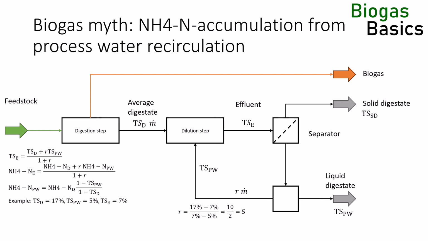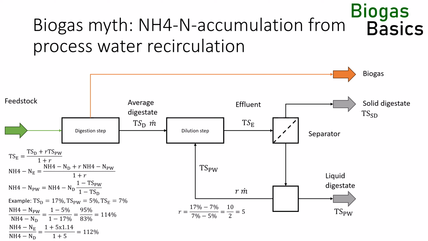The ratio of total ammonia nitrogen in the process water to average digestate is 1 minus 5% over 1 minus 17%, or 114%. We can calculate the total ammonia nitrogen in the effluent with the mixing rule shown above. It is 112% of the concentration in the average digestate. So even in the extreme dilution scenario, with a 5-fold recirculation, the total ammonia nitrogen in the digester effluent is only 12% higher than the concentration in the average digestate. The real reason for high NH4N concentrations in digesters is the high total ammonia concentration in the average digestate, not the recirculation of process water.